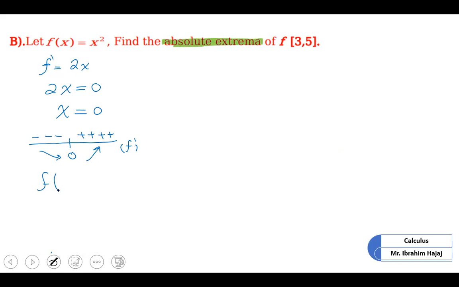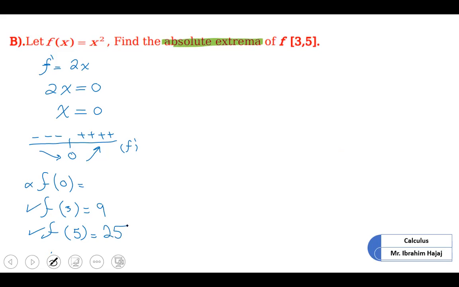And we now have to find f of. Take care, guys. We are substituting in the original function: f of 0, f of 3, and f of 5. But 0 doesn't belong to this interval, so no need to do it because 0 is not between 3 and 5. Okay, so we will find only f of 3 and f of 5. Substituting 3 gives 9, and substituting 5 gives 25.